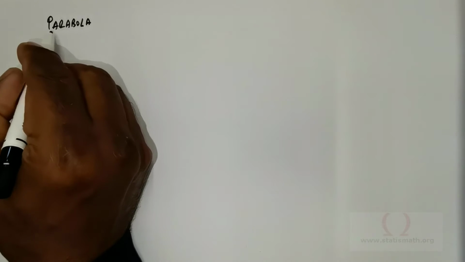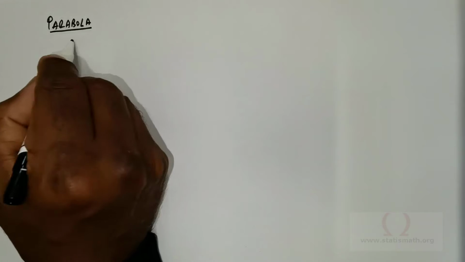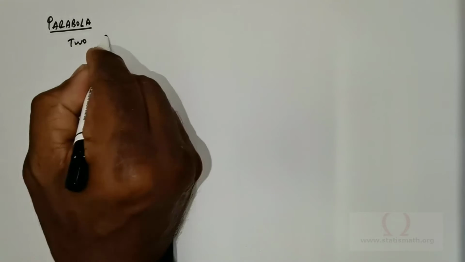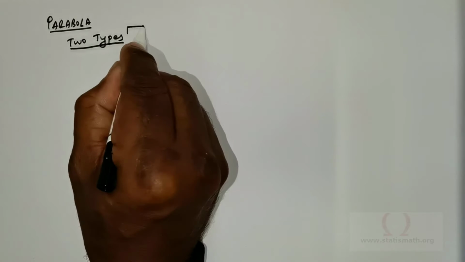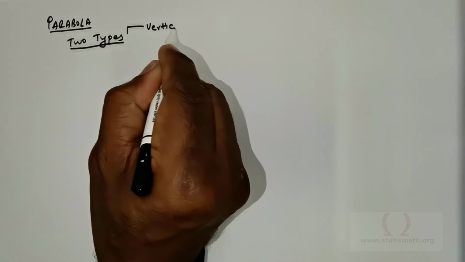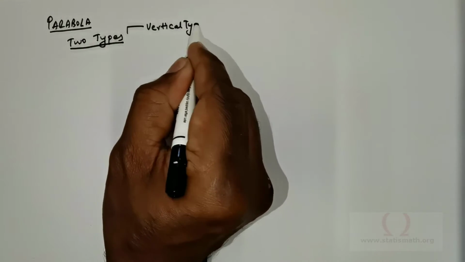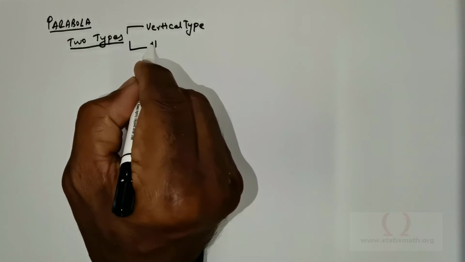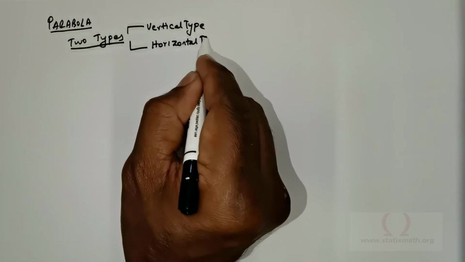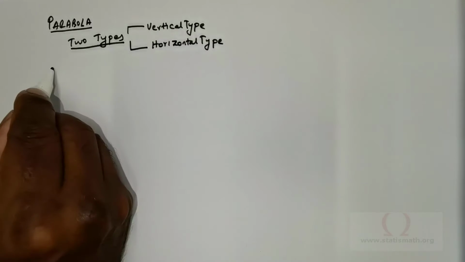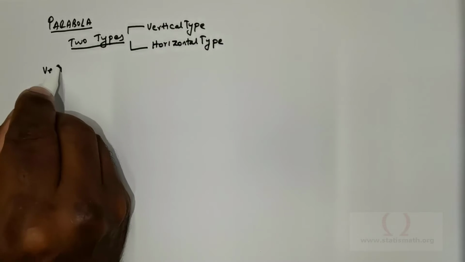Welcome back, students. In this class we will be studying about parabola. Now there are two types of parabolas that we will be focusing on. One would be vertical type, the other would be horizontal type. Now foremost, let me start out with the vertical types.